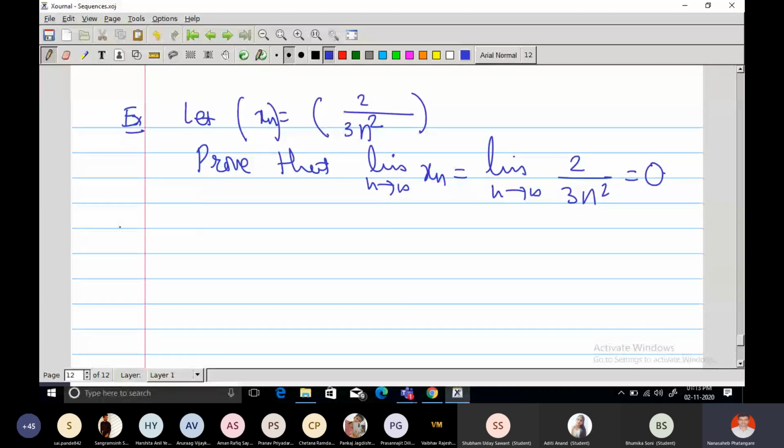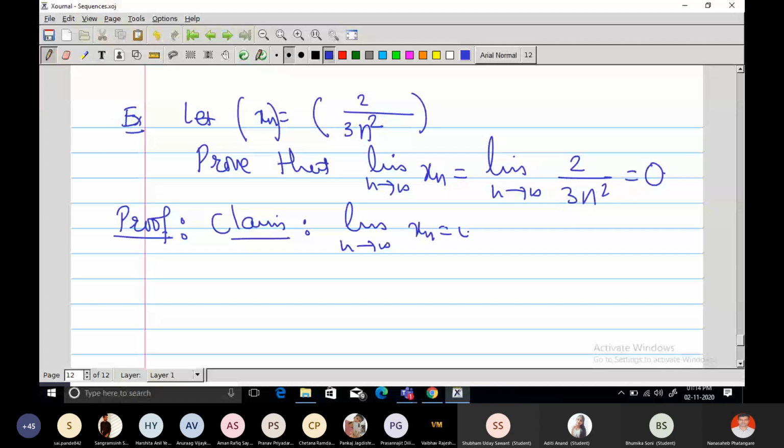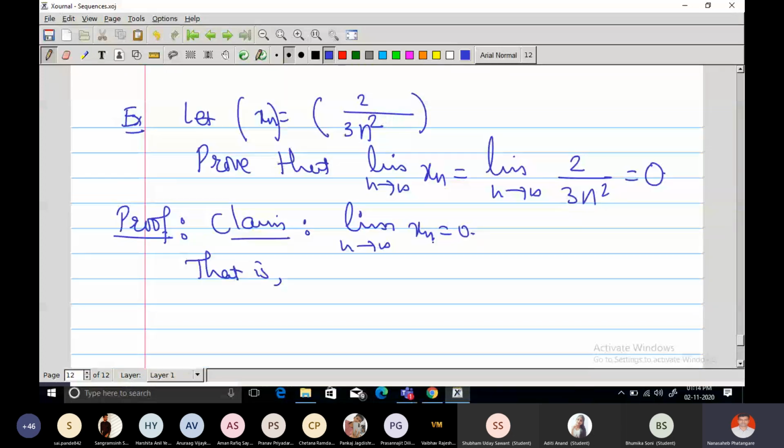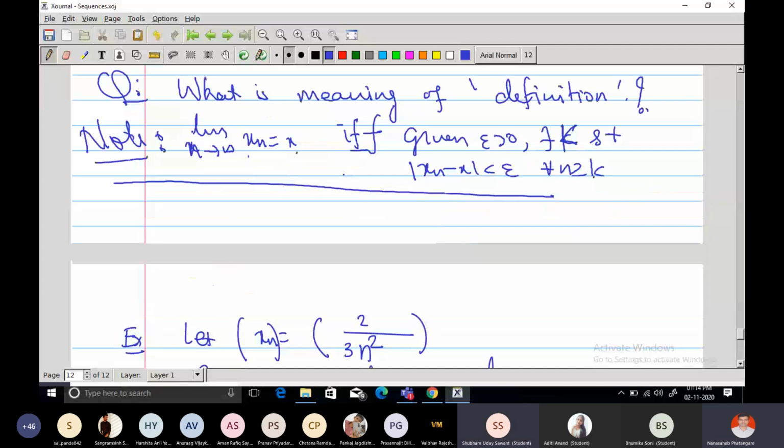Okay, so how to prove? How to start the process? What is our claim? Right, limit n tends to infinity xn is 0 means by definition what we should prove? What does the definition say when we believe that limit is 0? Mod of xn should be less than epsilon for any epsilon greater than 0. What you are saying is not perfect, because what I expect is, given any epsilon, I can produce k. If this is going to happen, then I can believe that okay, limit is this number. Am I right?